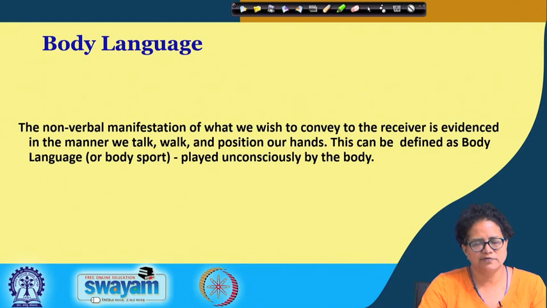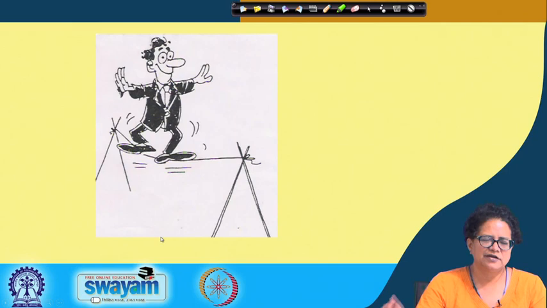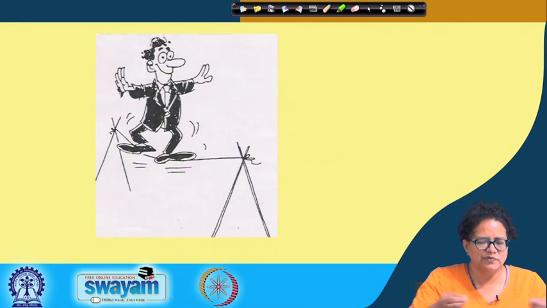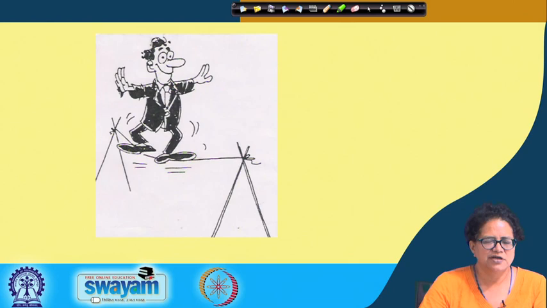We have a small picture here, as I said, learn like the juggler in the previous lecture. So, here is a tightrope walk going on. The tightrope walker is balancing on a nylon thread or a nylon rope or across 2 pieces of wood, and this is how we have to learn to manage and improve and work upon our body language.